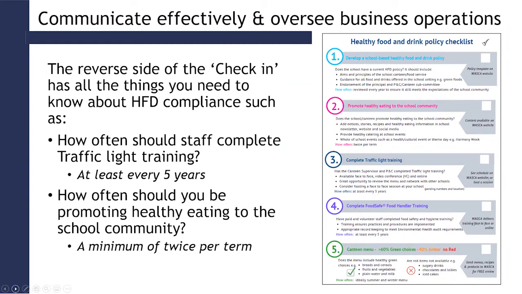That's perfectly fine. And number 5, and I guess this is the most important part of compliance, is the canteen menu. So making sure that you have a minimum of 60% green choices on the menu, and of course a maximum of 40% amber and no red. The reason why you're encouraged to do traffic light training is so that you know the difference between a green and an amber food and a red food.